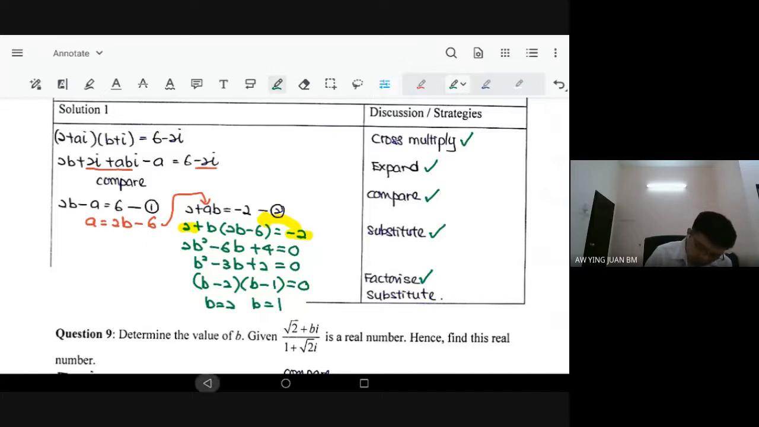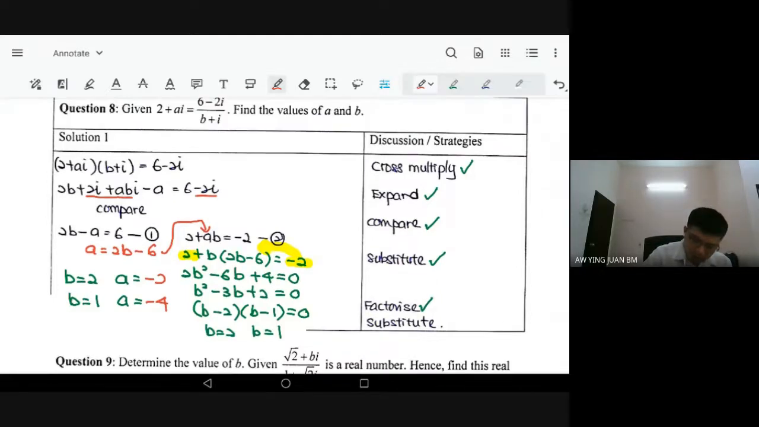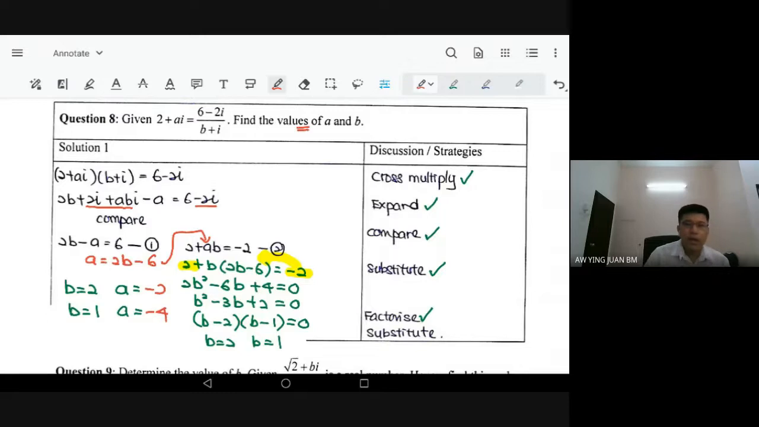Substitute. When B is equals to 2, A, substitute lah, akan dapat negative 4. Boleh? So when B is equals to 1, A, oh, I'm sorry. Ya, ni, should be negative 2. This one negative 4. So, itulah caranya. Find the values A and B. So, ini jawapan akhir saya.